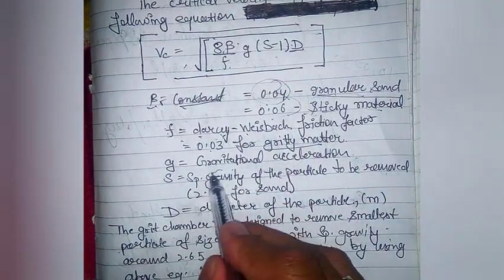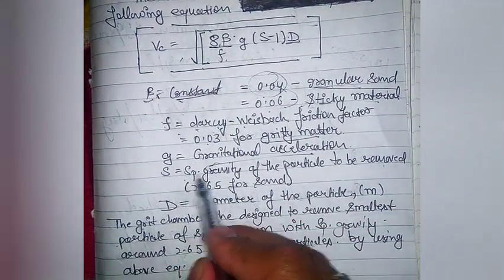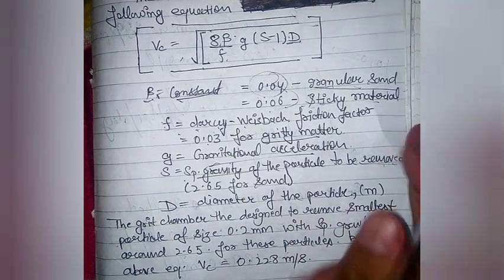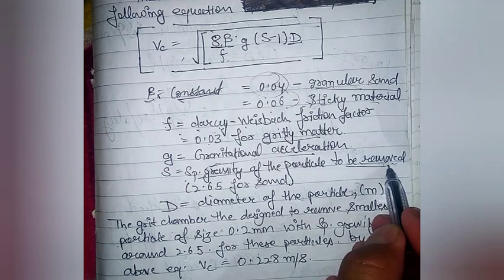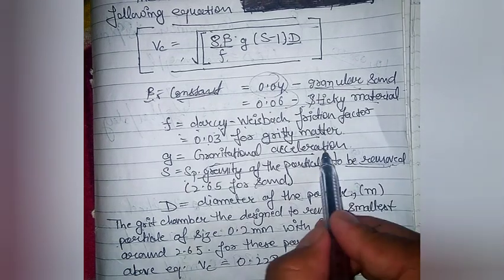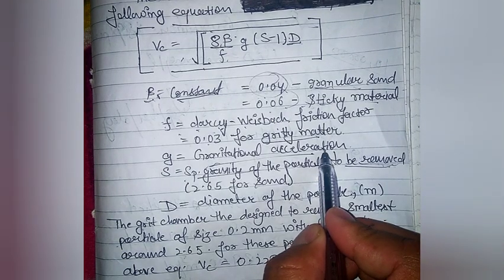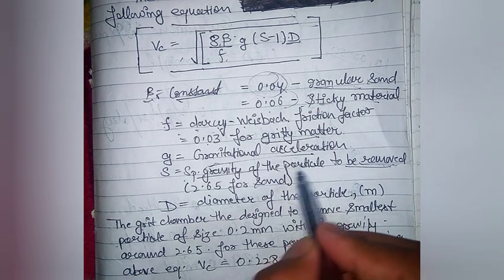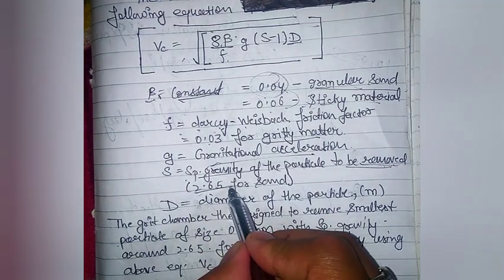And what is g? g is the gravitational acceleration. You all know that. s is the specific gravity of the particles to be removed. So the specific gravity of the particle present in the wastewater, which we want to remove in the grit chamber, is generally 2.65 for sand.